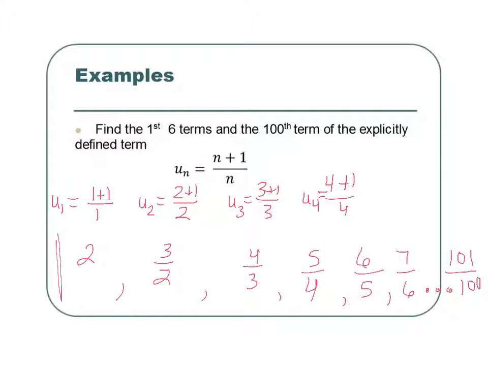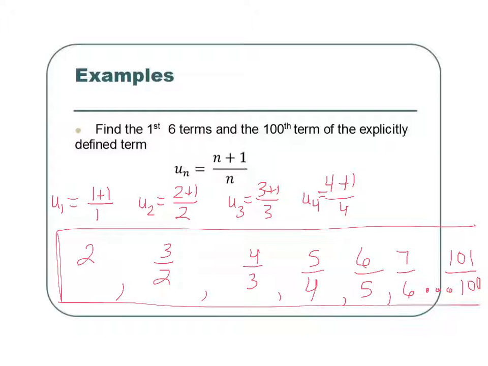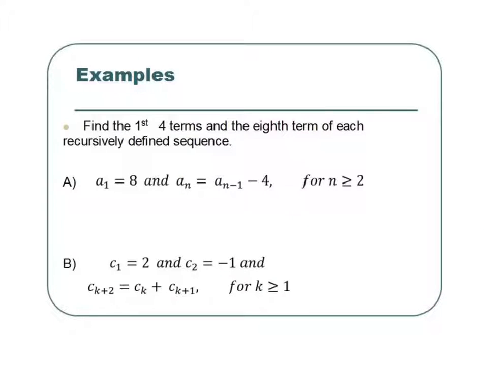Okay. And so this is the sequence that they're looking for then, those values. Now that was an explicitly defined one. Let's try something that's more recursive. It says find the first 4 terms and the 8th term of each recursively defined sequence.